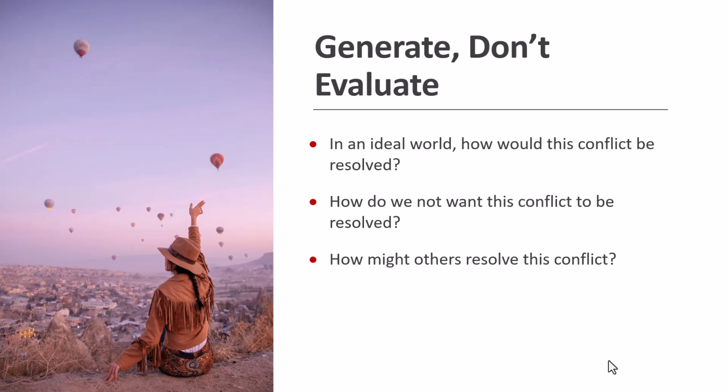In an ideal world, how would this conflict be resolved? How do we not want this conflict to be resolved? How might others resolve this conflict?